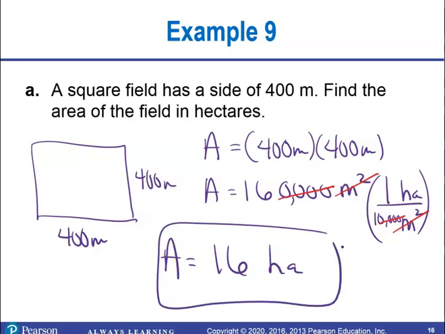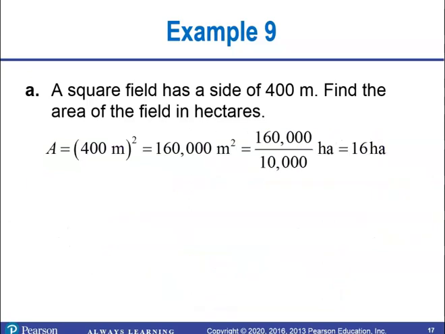Okay, now let's look at their version of this. All right, so they took the 160,000 hectares and just divided it by 10,000, which is different from the other problems that they did where they used dimensional analysis. But they're getting there, and again, you get to see different versions of the same type of problem.